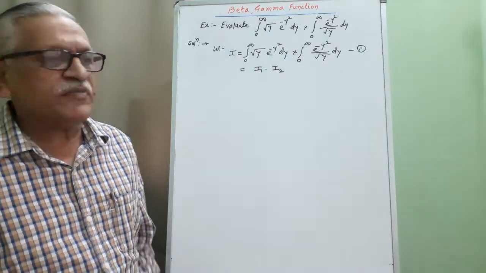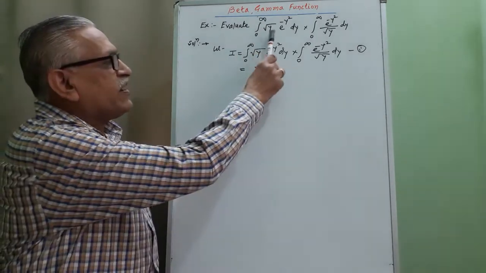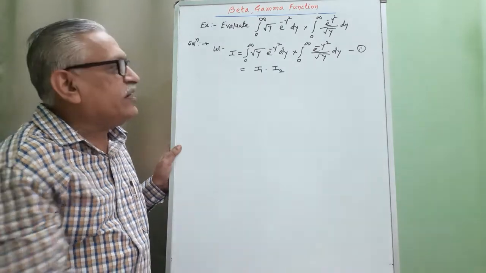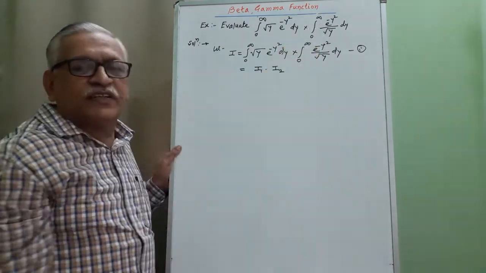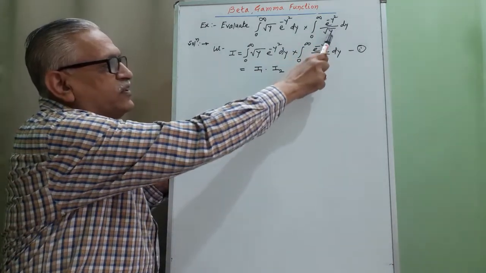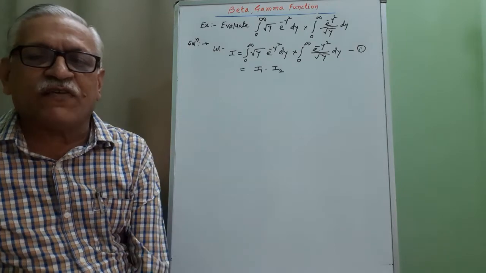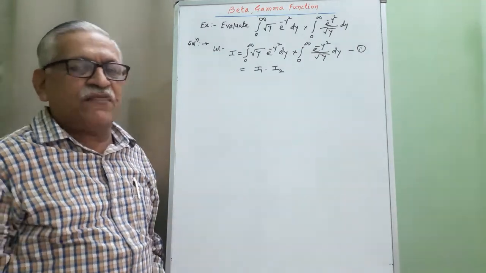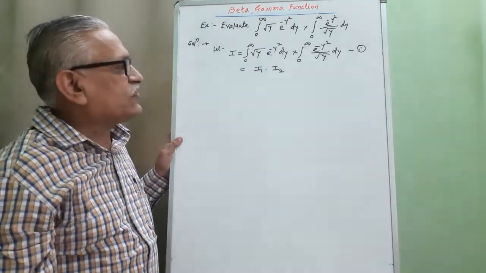Let us see the problem. Evaluate the integral from 0 to infinity of root y into e raised to minus y square with respect to y, and the second integral from 0 to infinity of e raised to minus y square divided by root y dy. To obtain the value, we try to convert both the integrals into the form of a gamma function, as it involves the term e raised to minus y square.